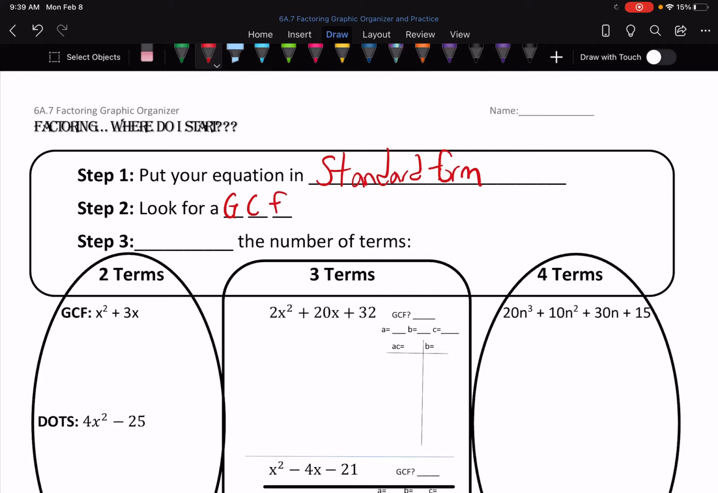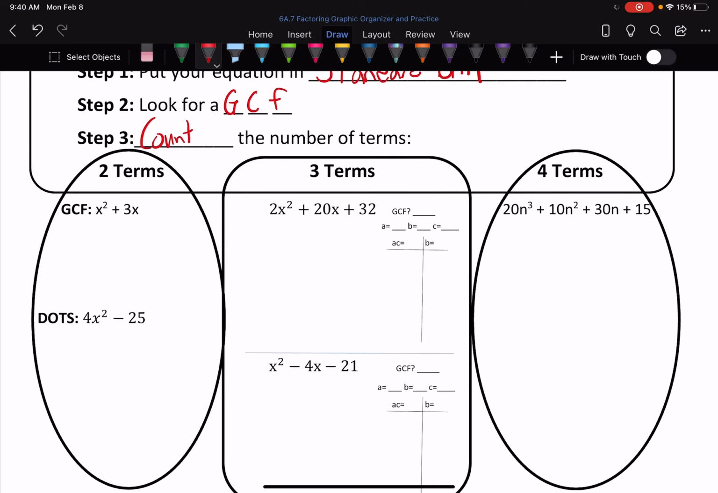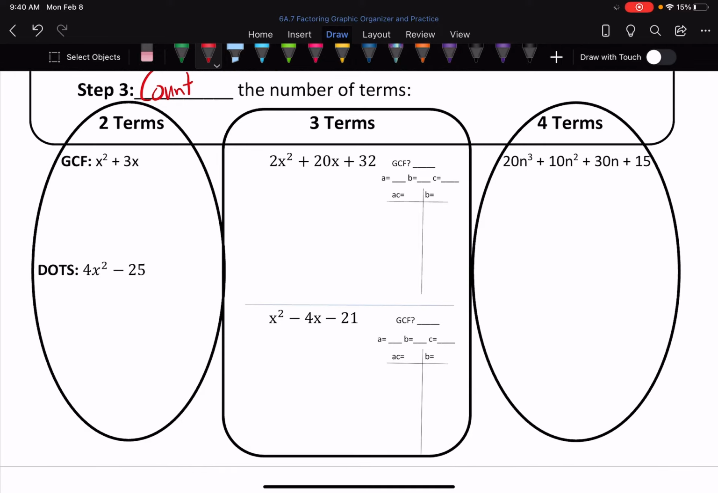Step three is to count the number of terms, because the number of terms is going to depend on which way we factor. So let's break this down by the number of terms. We've learned about 2-term polynomials, 3-term polynomials, and 4-term polynomials. Each has a different way of factoring. So when you have a 2-term polynomial, you're either going to factor using the greatest common factor, or you're going to factor using DOTS, which is your difference of two squares.